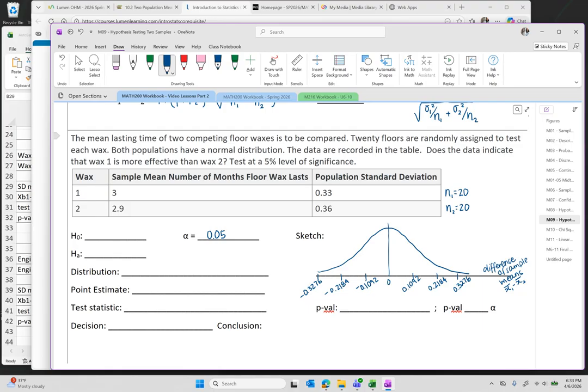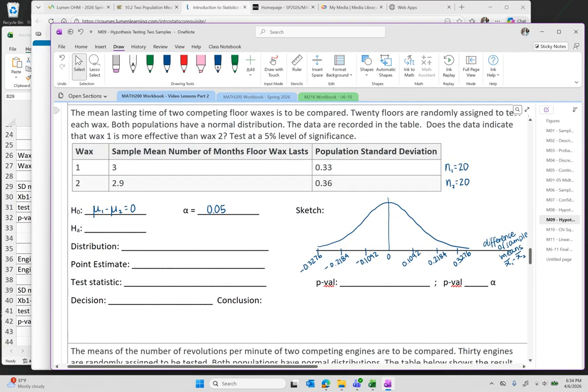The null hypothesis is always that there is no difference between the two variables, so the means are equal to each other, or as it pertains to the variable of the difference of the two means, the difference of the two means is equal to 0. The alternative hypothesis would be if wax 1 is more effective than wax 2, which means if the mean of wax 1 is greater than the mean of wax 2, or in terms of the random variable of the difference of those two means, if mean 1 minus mean 2 is a quantity that is greater than 0.